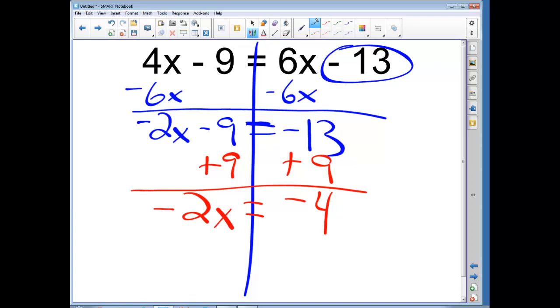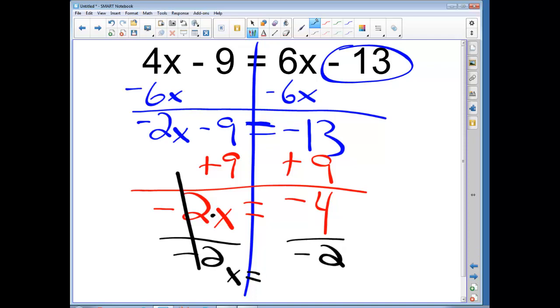Get rid of the negative 2. They'd be multiplied, so you want to divide. Divide. Negative 2 divided by 2 is 1. You get 1x equals negative 4 divided by negative 2 is 2. Same solution that we got when we solved it the other way. Okay, it doesn't change answers when we solve it different ways. It stays to be the same answer.